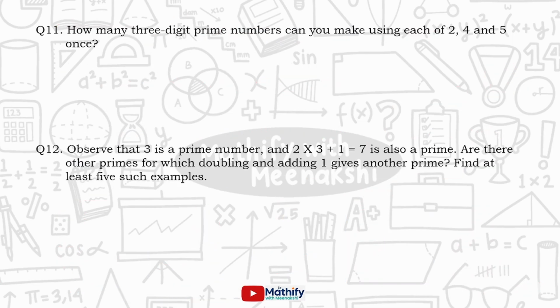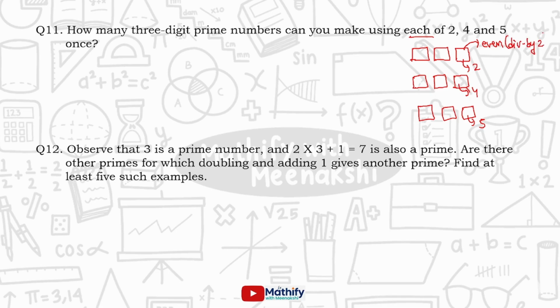Now let's move to the next question. Question 11. How many 3-digit prime numbers can you make using each of 2, 4 and 5 once? You have to use each digit once and write a 3-digit number and tell how many prime numbers are possible using these 3 digits. Now you know that it can end with 2, or with 4, or with 5, because we have only 3 digits 2, 4 and 5. So if it ends with 2, it means it's an even number and then it's always divisible by 2.